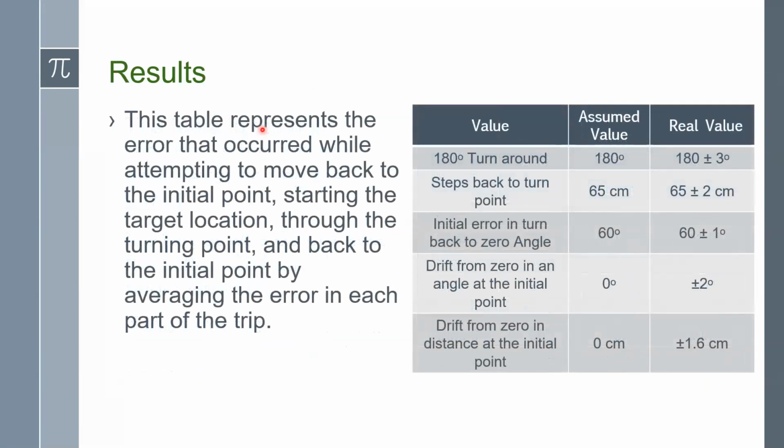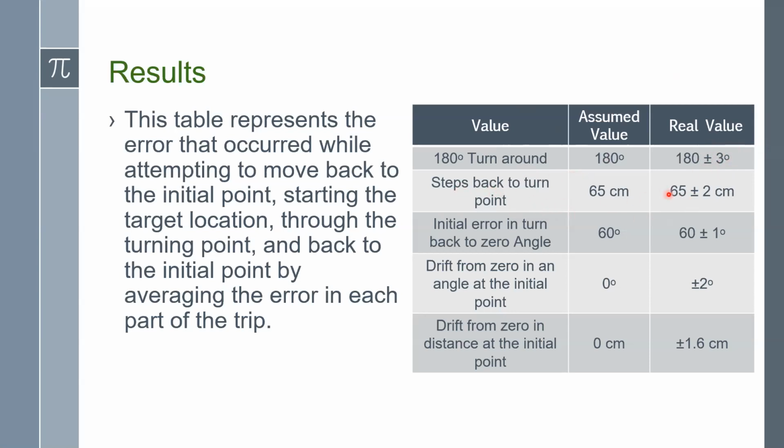Now this table represents the errors and values on the trip back to the initial point. So first of all, for turning around, we use a different technique than the one used in just turning towards the target. Therefore, it resulted in a smaller error in the end.